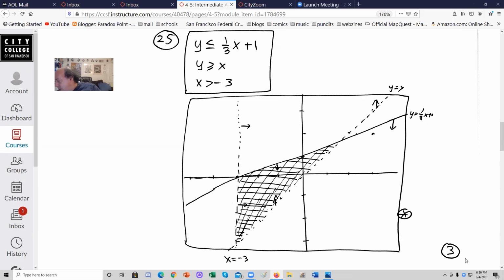Let me make a note of that. Page 3, 4, 5, 4, 5. Page 3, number 25. Solid. Y greater than or equal to x line.